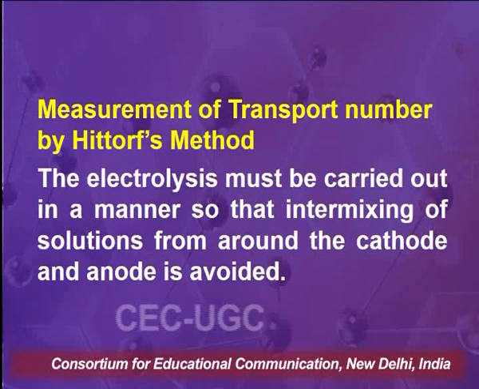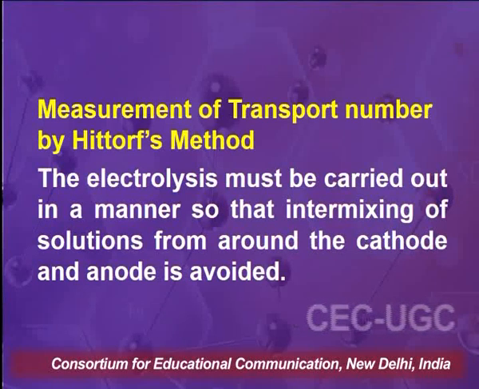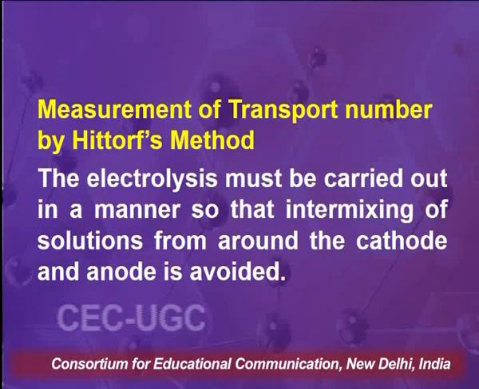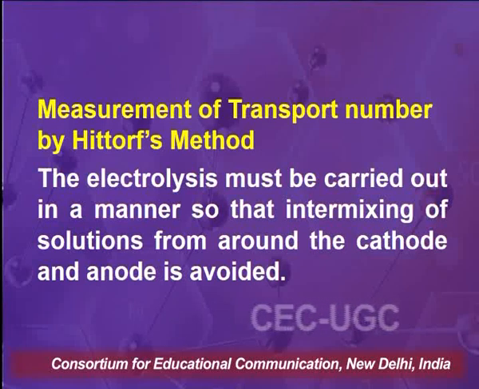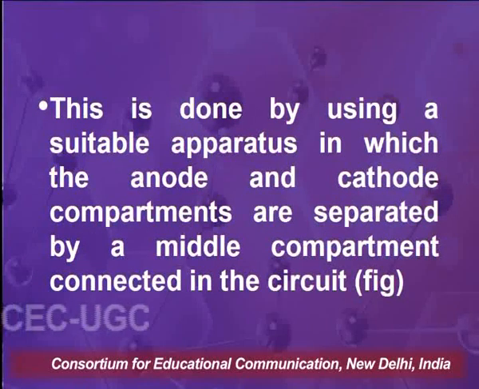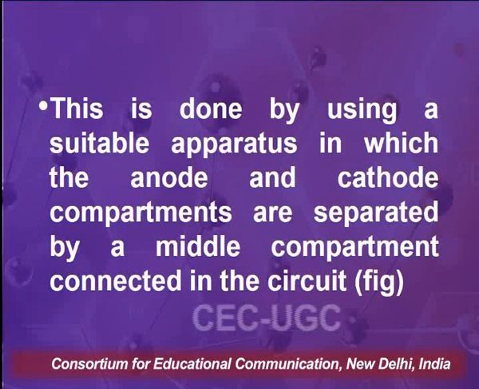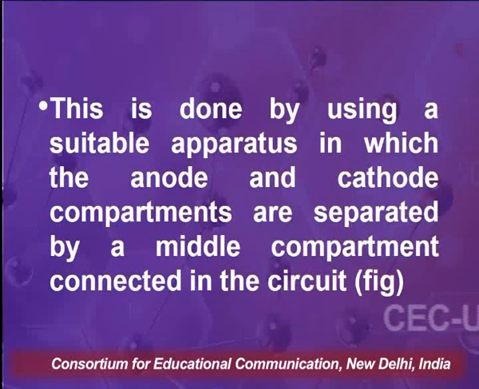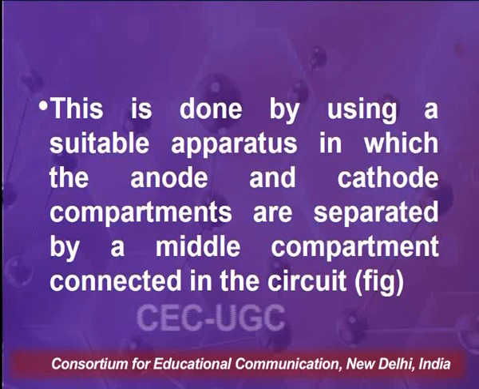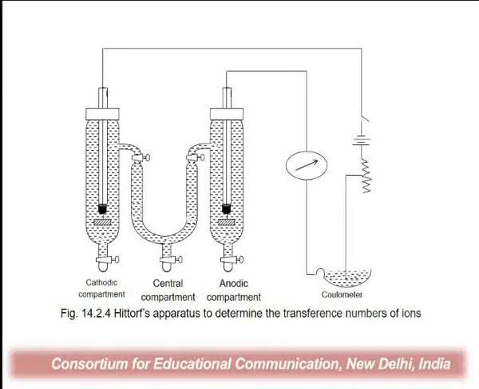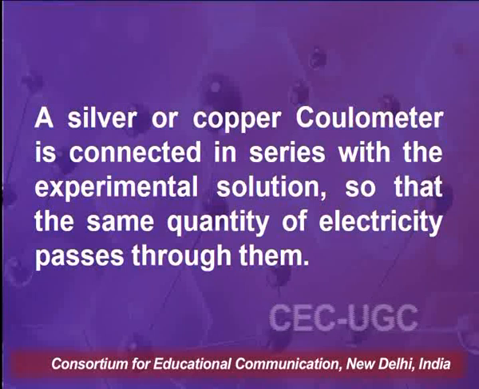Measurement of transport number by Hittorf's method. The electrolysis must be carried out in a manner so that intermixing of solutions from around the cathode and anode is avoided. This is done by using a suitable apparatus in which the anode and cathode compartments are separated by a middle compartment connected in the circuit. We can see in the figure the U tube constitutes the central compartment which is separating the cathodic and anodic compartments and is connected to the circuit.